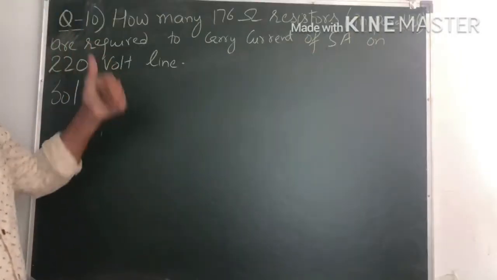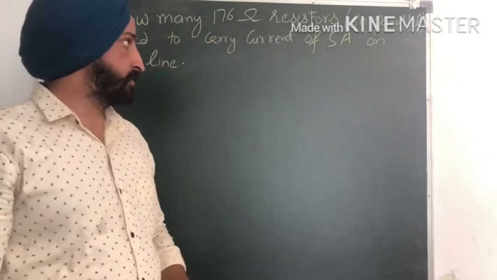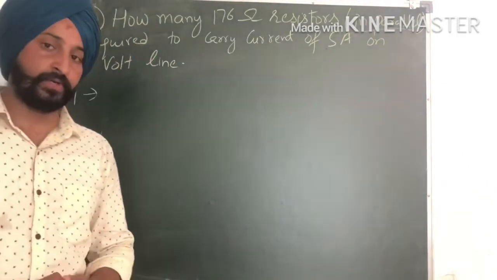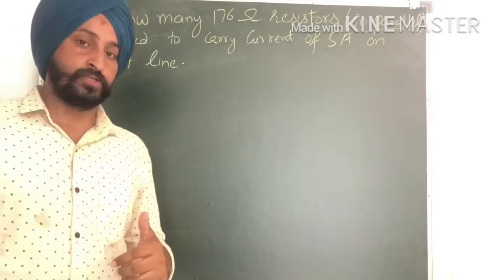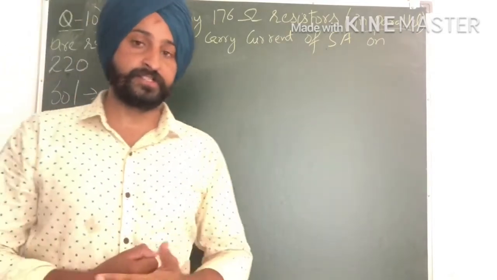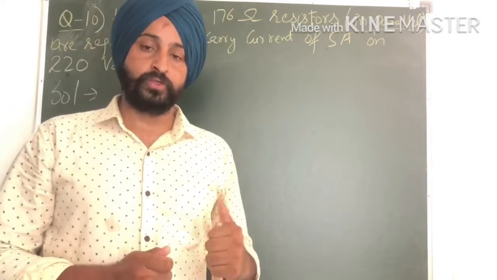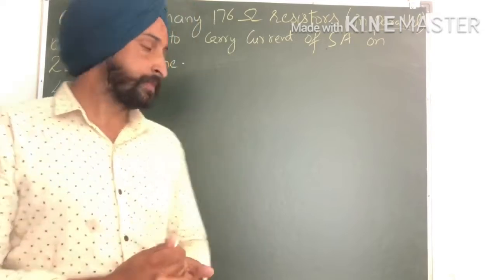So here is our question number 10. How many 176 ohm resistors in parallel are required to carry the current of 5 ampere on a 220 volt line? So he is asking how many resistors of 176 ohm each should be connected in parallel to get the current of 5 ampere when the voltage is 220.